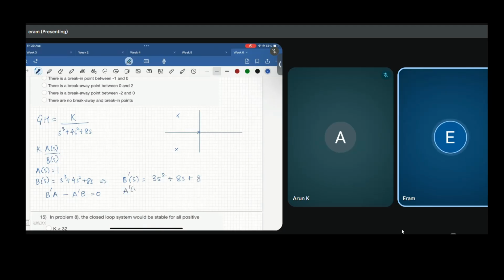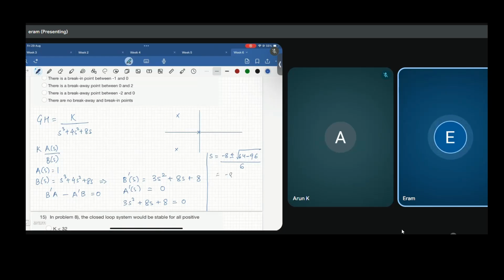And what will be A dash(s)? It is constant, so 0. Now from here we have B dash A, which will be nothing but 3s square plus 8s plus 8, and since A dash is 0, this is equal to 0. Okay. For this, if we find s, it will be minus 8 plus minus under root b square minus 4ac, which is 64 minus 96, divided by 6.